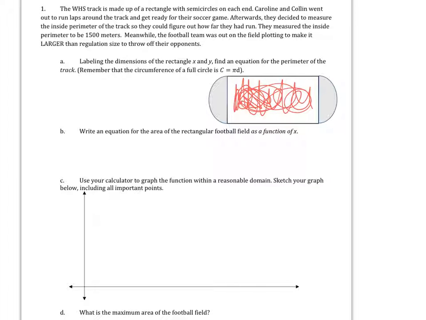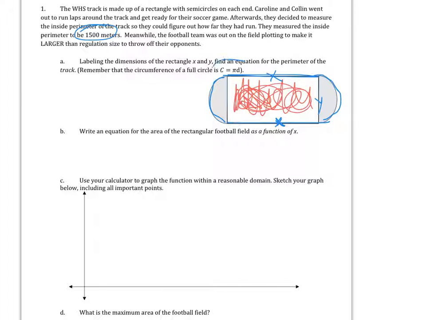the perimeter. So the first part of the problem says labeling the dimensions x and y. It doesn't really matter which we label what, but I like to label horizontal x and vertical y. Find an equation for the perimeter of the track. Okay, again, if we read up in the problem, it tells us that the perimeter of the track is 1,500 meters. Okay, but the track, keep in mind, is made up of these 2 lengths of x, and then it's made up of these semicircles.